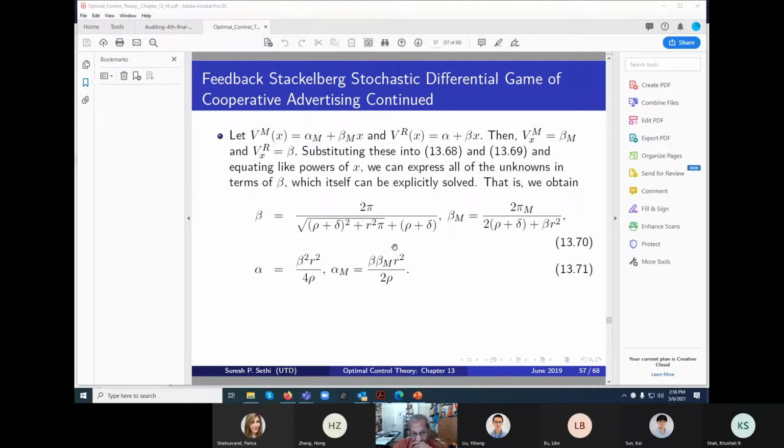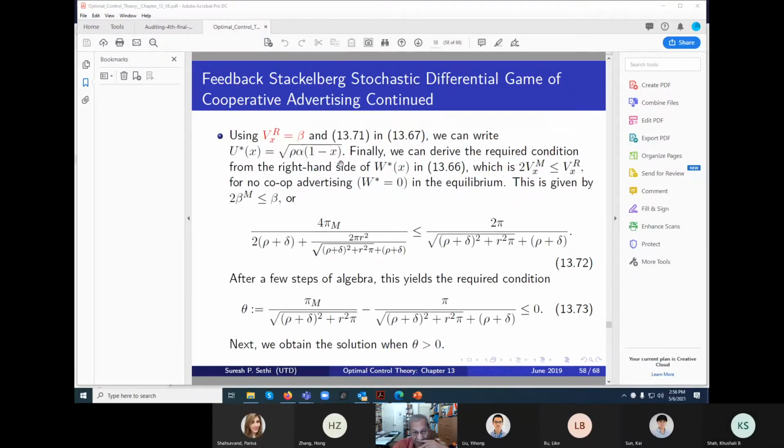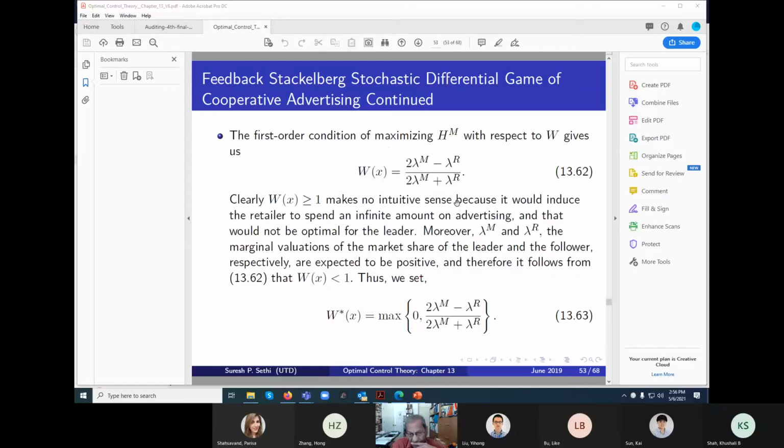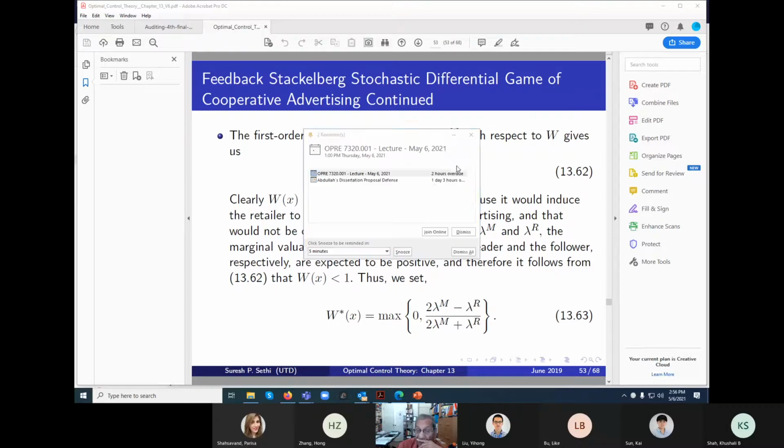Now, how to do the next step. So remember now, this is V_x R is beta. That's, by the way, a correction somewhere either in the slide or in the book. And we can write U star X in this form. And so the required condition is basically the following. The required condition is that 2 lambda m is bigger than lambda r. Because if lambda r is bigger than 2 lambda m, then this quantity will become negative. So we want this quantity to be bigger than this quantity. And that means the derivative of the value function of the manufacturer and the derivative of the value function of the retailer must have some relationship.